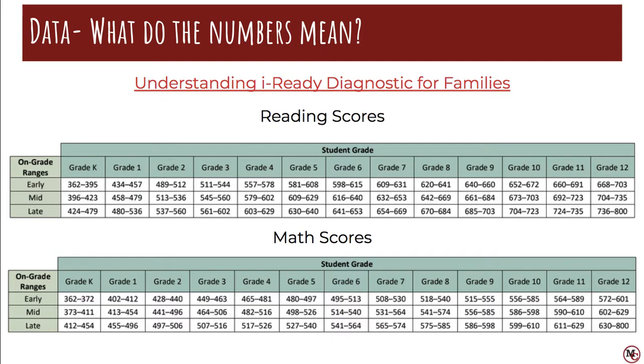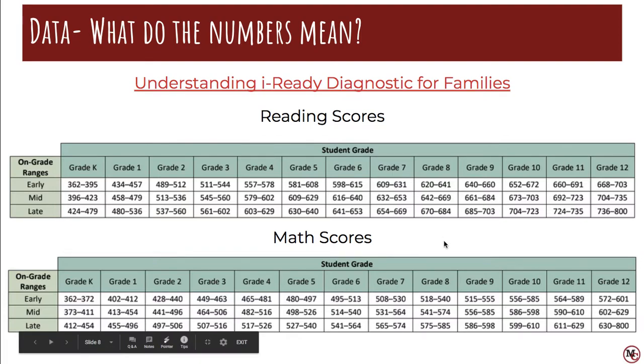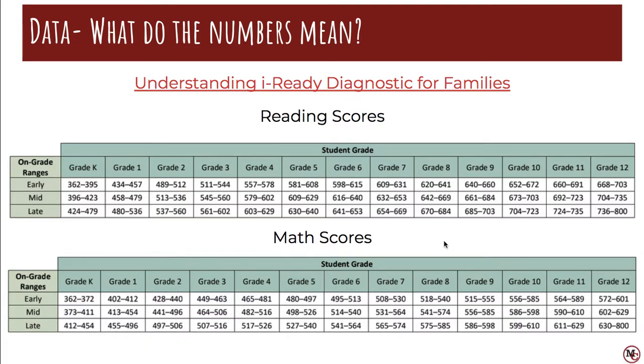iReady has a score range for each grade level, as you can see, for the reading scores and the math scores. Now this is different because when MAP was around, we had one set score. For this one set score, that's the score they needed to be at the beginning, the middle, or the end of the year. iReady has a range, and as you can see from K through 12th grade for reading and math, you are seeing a range score.